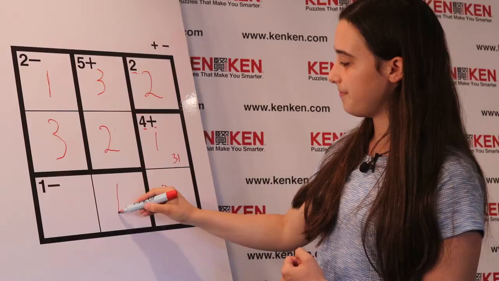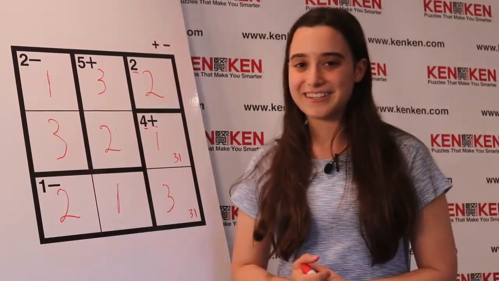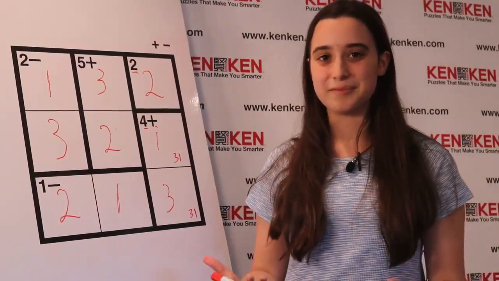And then if we have a 3 and a 2, that'll be a 1, and 2 minus 1 is equal to 1. So I hope this was a good introduction to KenKen and that you guys learned a little more about the basic rules.